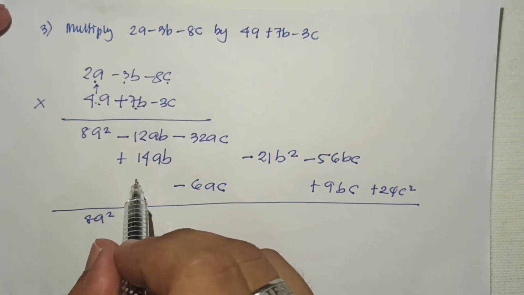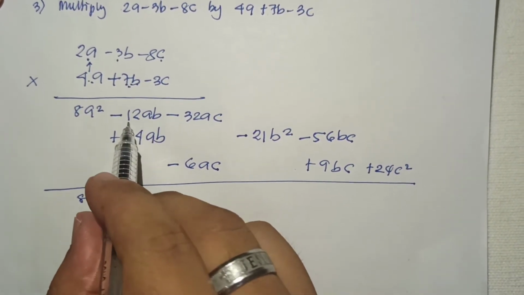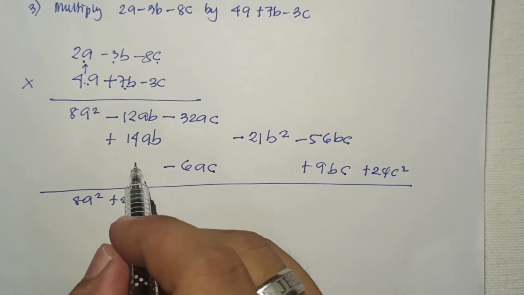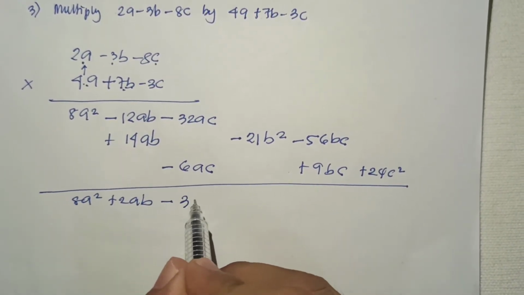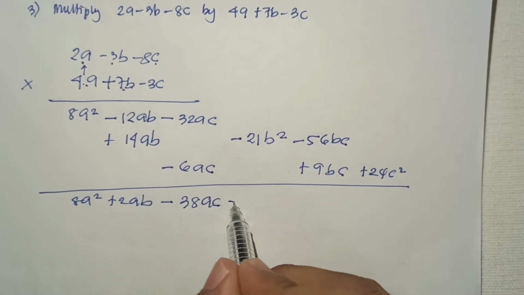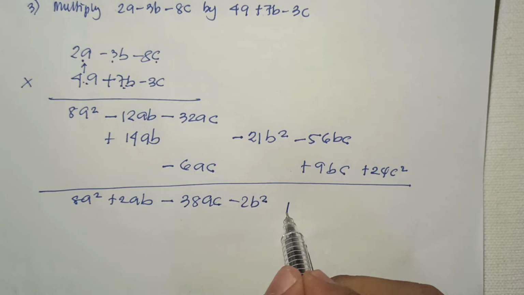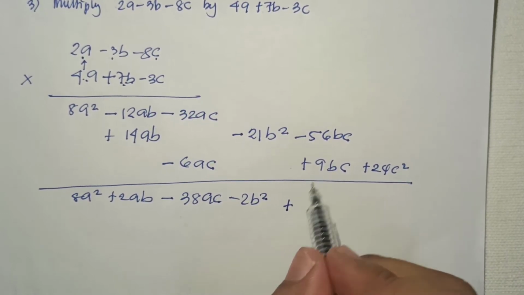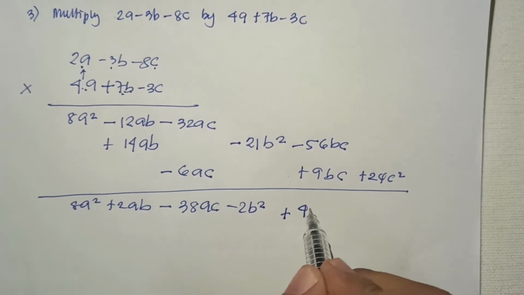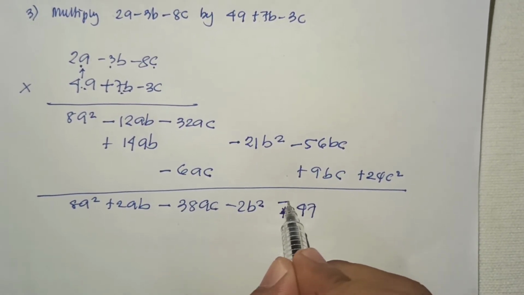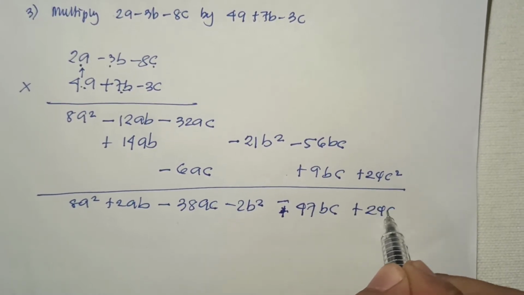So we have 8a squared. You're going to add this part. So you have plus 2ab because the greater number. So this part, you have minus 38ac, minus 21b squared plus 56bc plus 9bc is equal to minus 47bc, plus 24c squared.